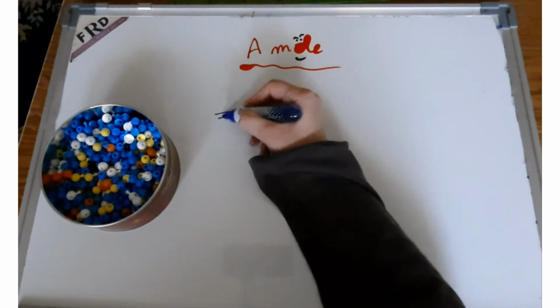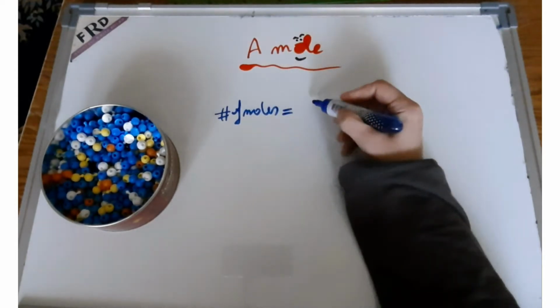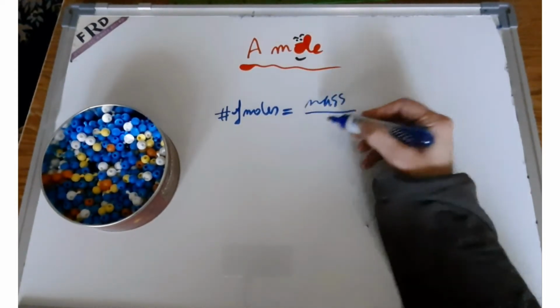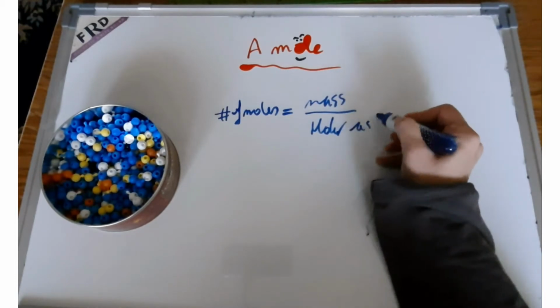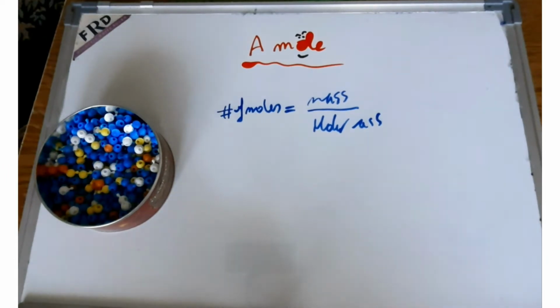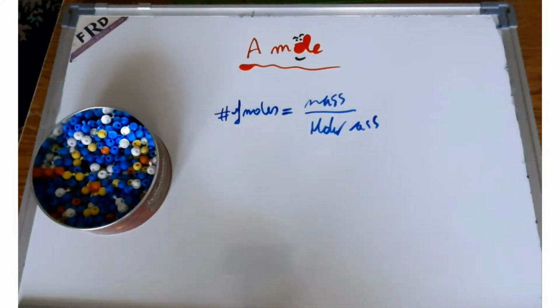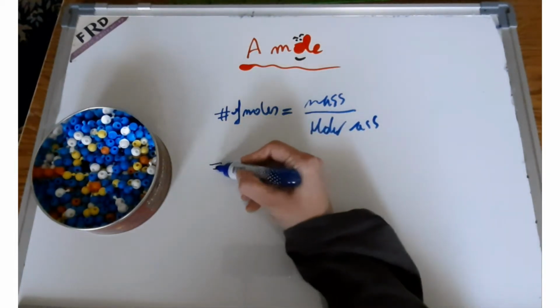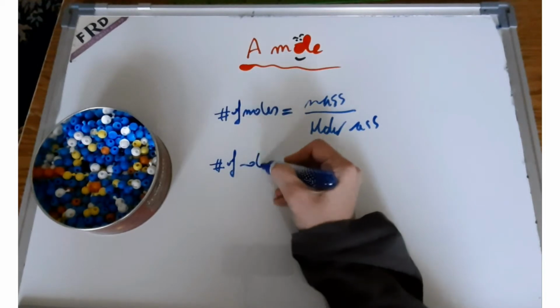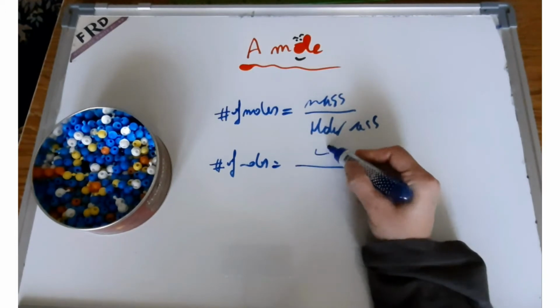Number of moles equals mass over molar mass. For example, find the number of moles of 4 grams of helium atom. So we need the number of moles of helium. And they gave us the mass. Mass, they said it is 4 grams.